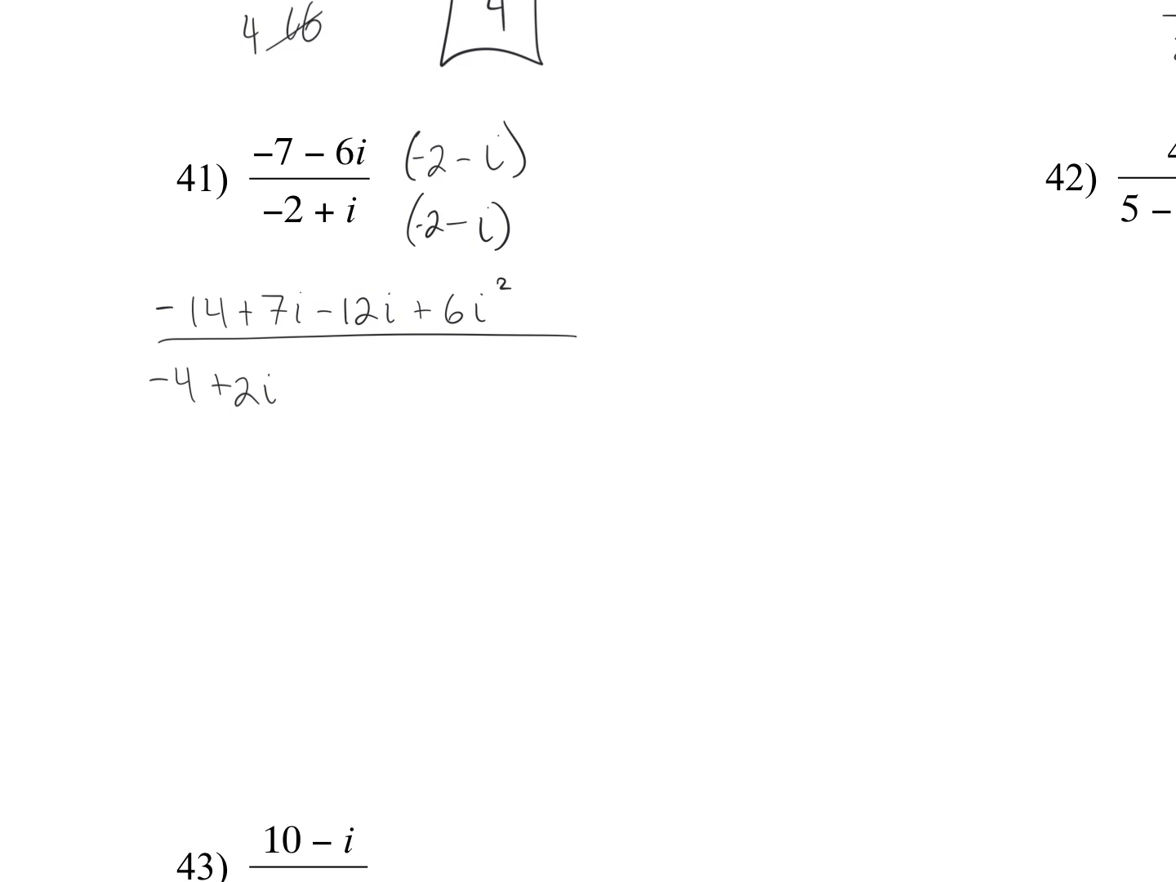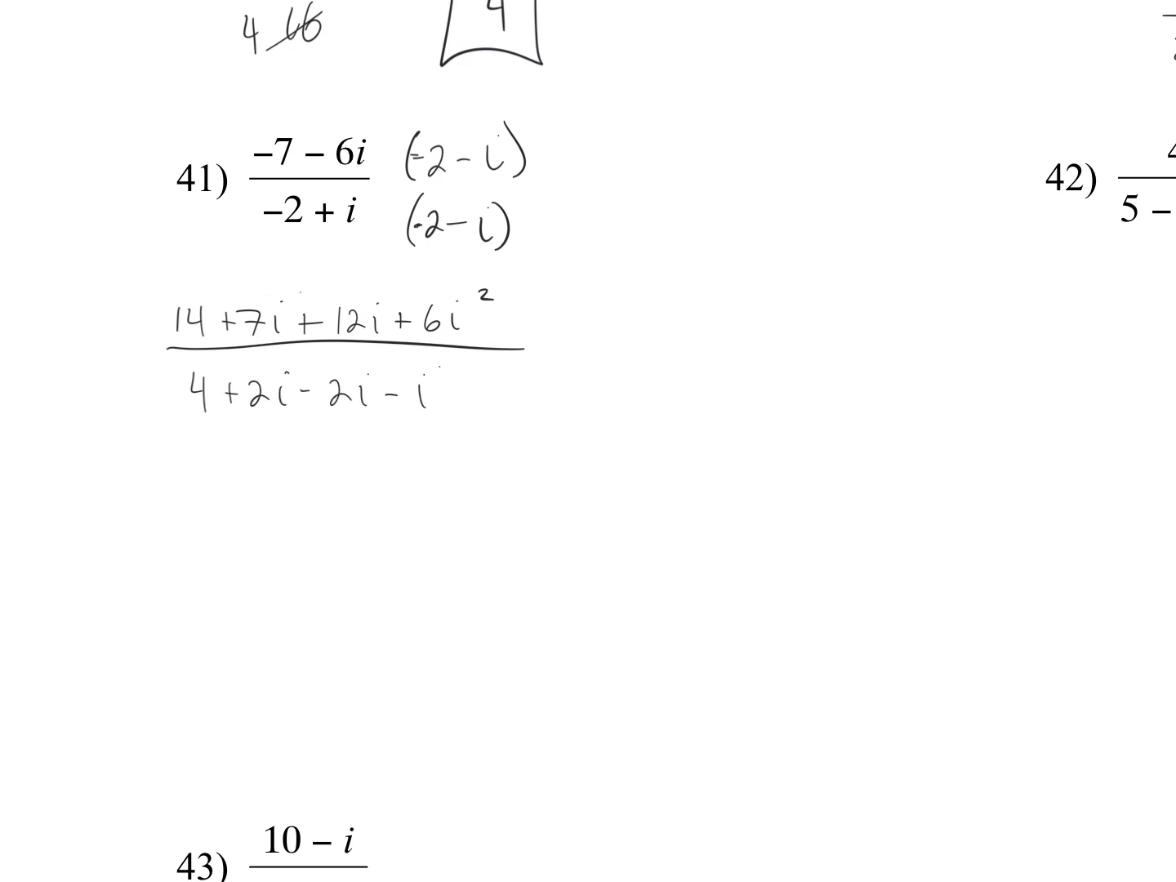Oh, wait, hold on. I made a mistake. I forgot to put the negative in front of the 2. That changes everything as it won't simplify. So make sure to keep the negative 2 when the real number is negative. I'm sorry about that. So I'm going to get 14 plus 7i plus 12i plus 6i squared. And then over, it's going to be positive 4 plus 2i minus 2i minus i squared.